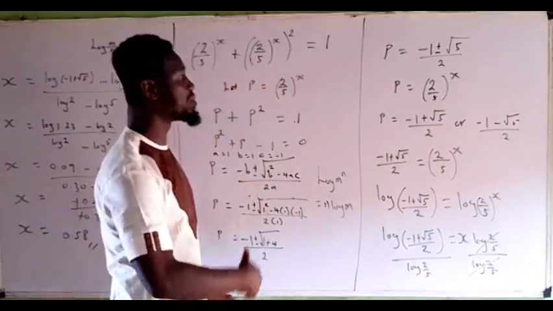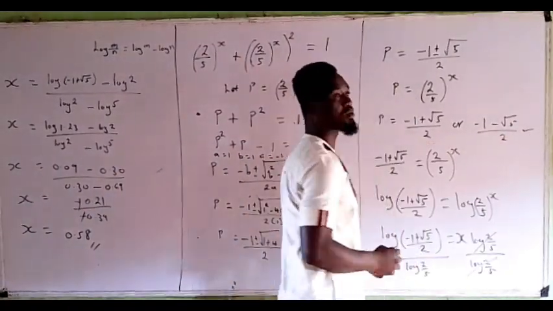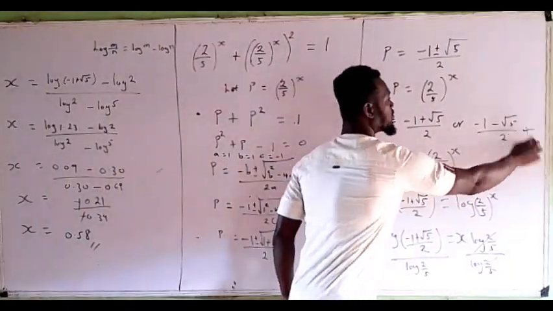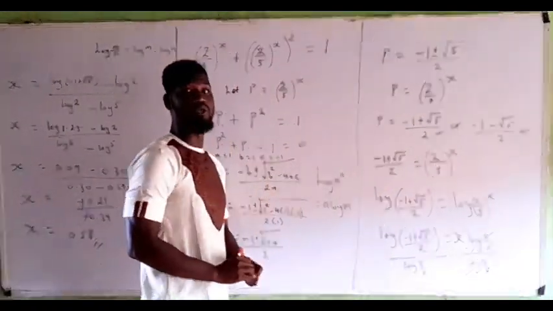Alright, for the second part, of course, you know that this will be negative because you don't find the logarithm of a negative number, so there will be no solution for this particular one. You can only find a solution with the first one, okay.